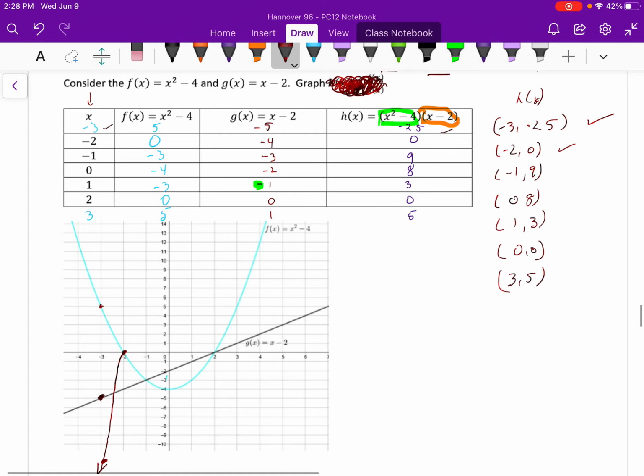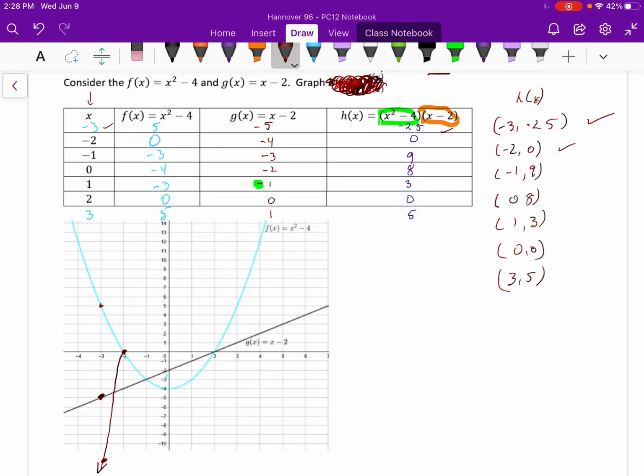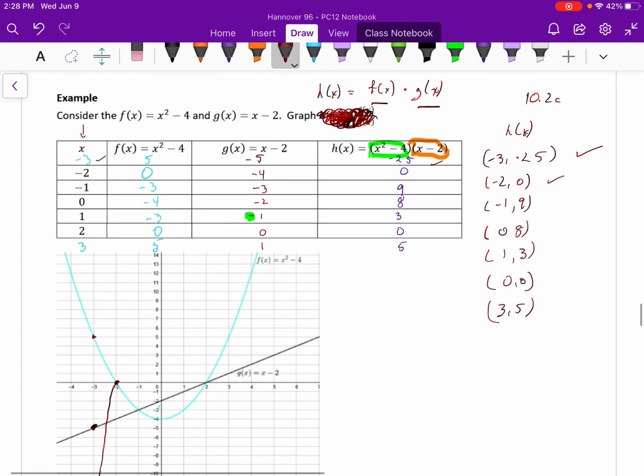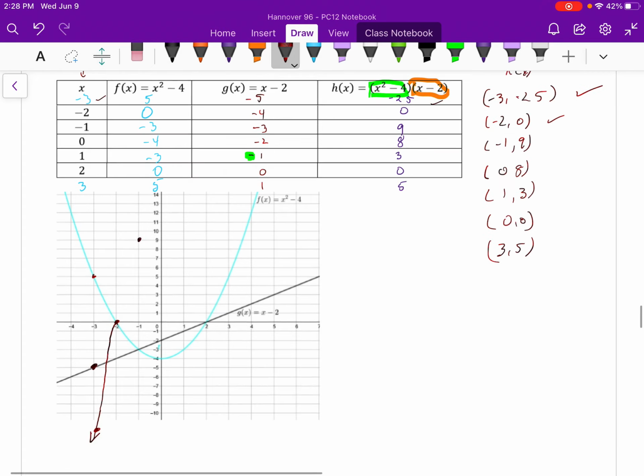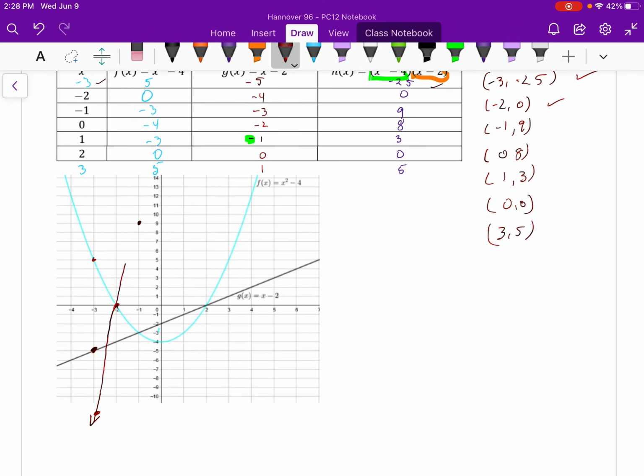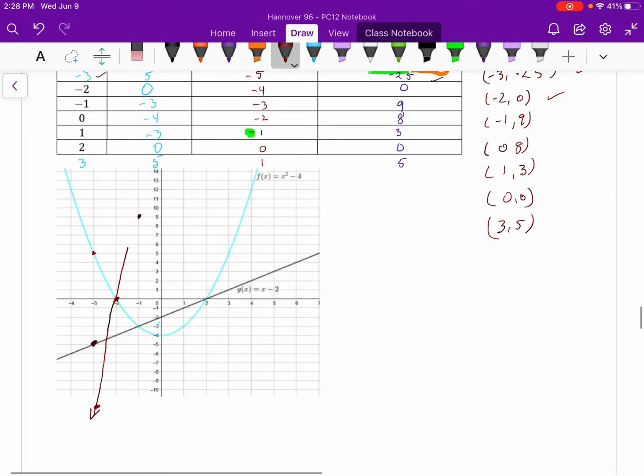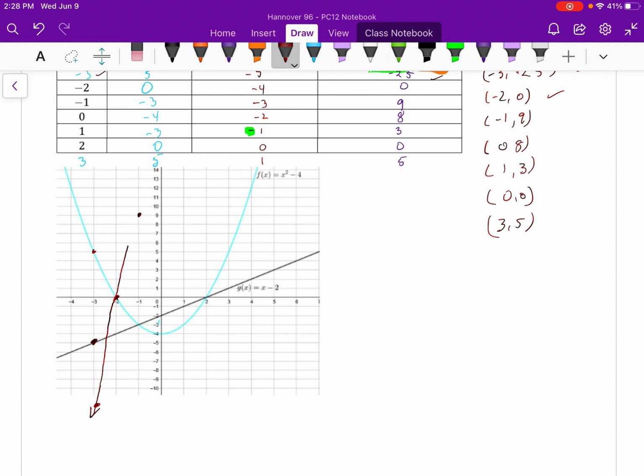And then negative 1. So what I notice is my y values for both functions is negative 3. So negative 3 times negative 3 is positive 9. Well, that's interesting. So that goes all the way up to positive 9. And 0, right? So the f of 0 is negative 4. The g of 0 is negative 2. Negative 2 times negative 4 is positive 8. Don't get confused. That is positive, right? Oh, wow, this function turns around.